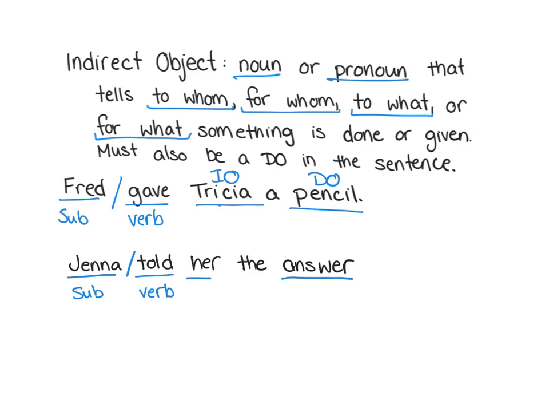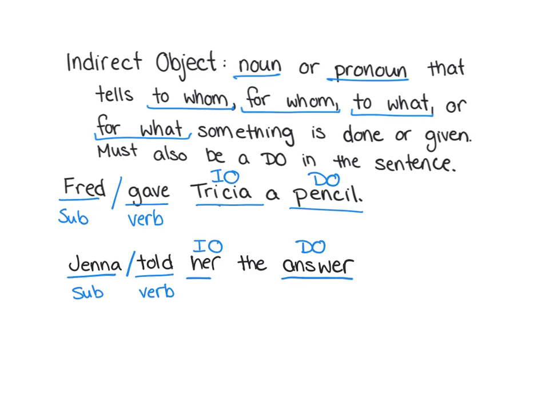So if we look, what did Jenna tell? Well, Jenna told the answer. Jenna told it to her, but she told the answer. The answer is the direct object. I know this is confusing, but kind of bear with us. And who did she tell the answer to? To whom? To her. So her is the indirect object. Okay?